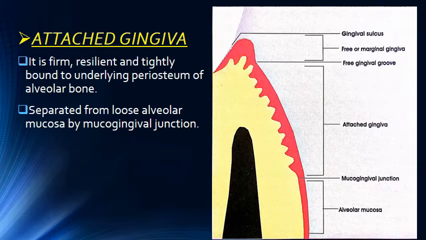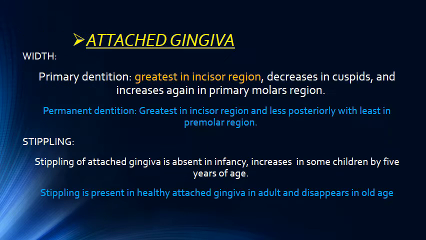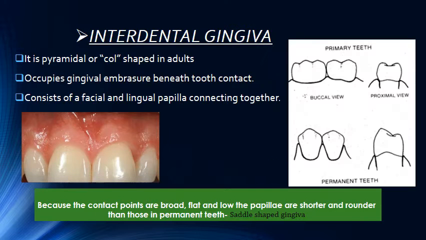Attached gingiva. It is tightly bound to the underlying periosteum of the alveolar bone, and the mucogingival junction separates it from the other mucosa. Attached gingiva is greatest in the incisor region in a primary dentition. Steepling. Steepling is the orange peel appearance of the gingiva. Now this is absent in child of less than 5 years of age.